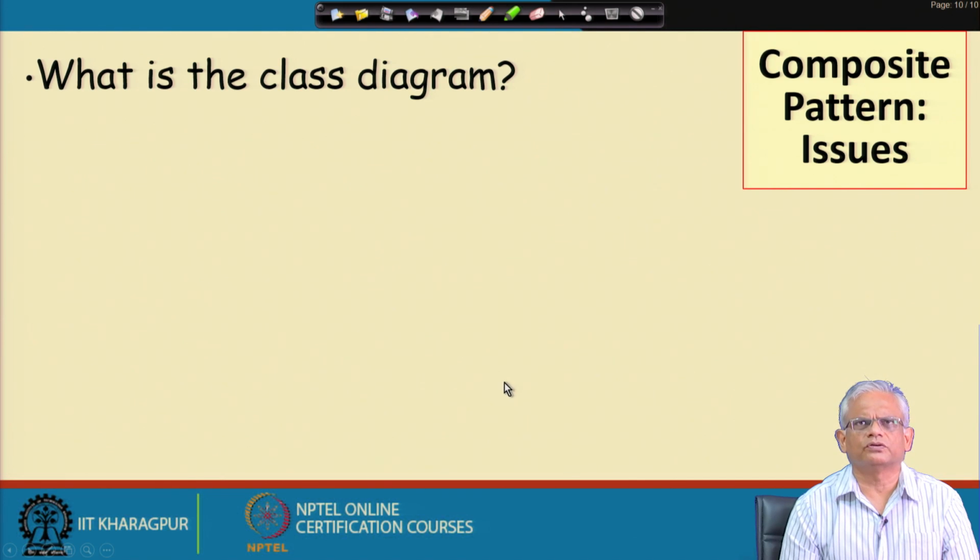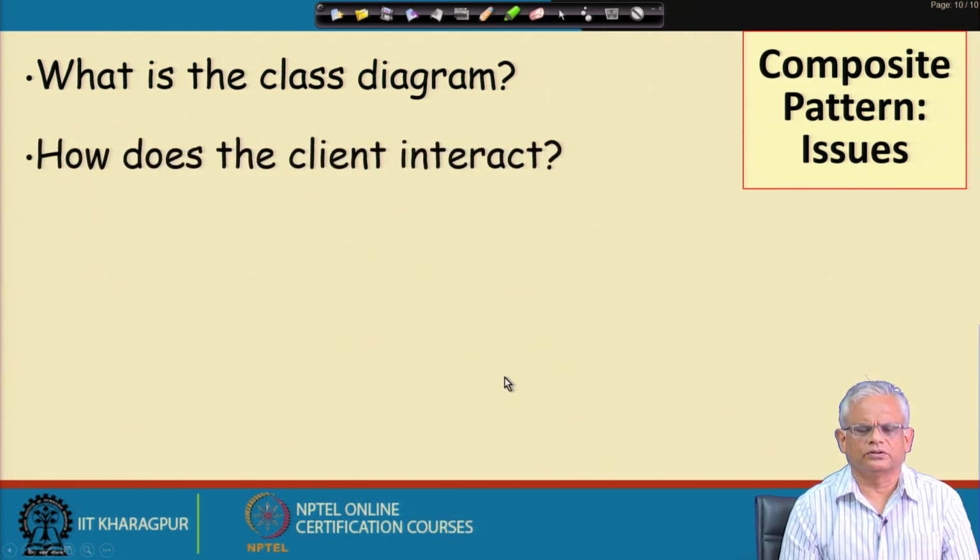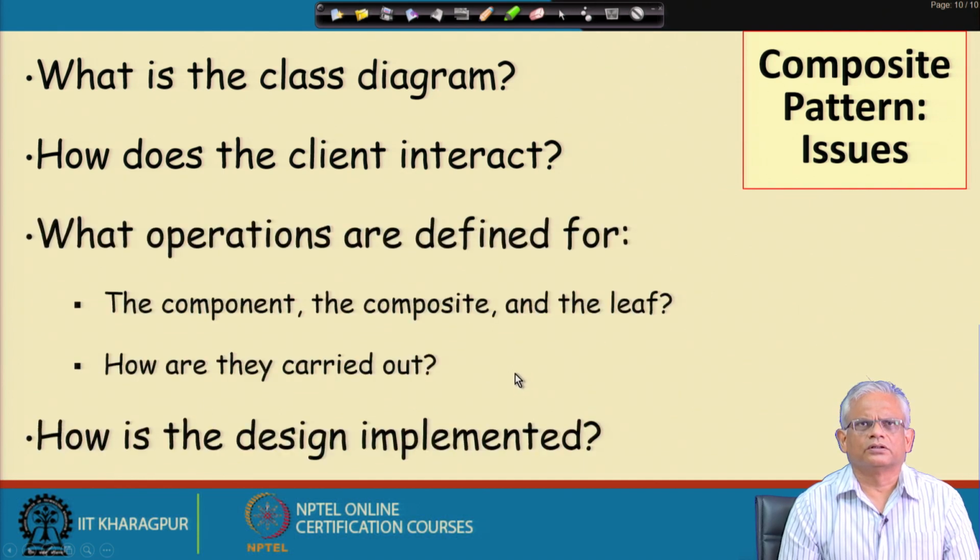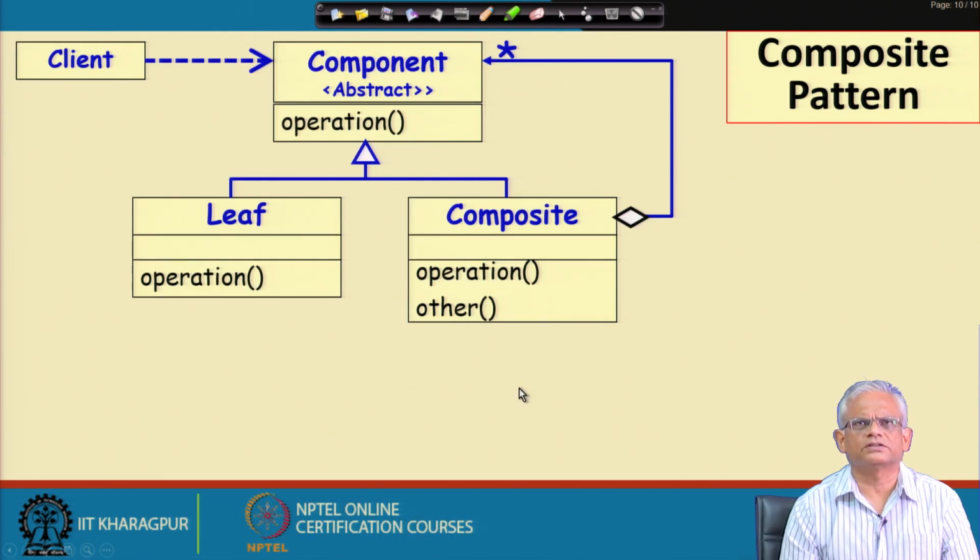To be able to understand and apply the composite pattern, we must know the class diagram, which I have already seen. We must know how the client interacts with the composite objects and the primitive objects. What are the operations that are defined for the component, the composite and the leaf, how are they carried out, and how is the design implemented, that is, what will the Java code look like for a given class structure. Now, let us address those issues.